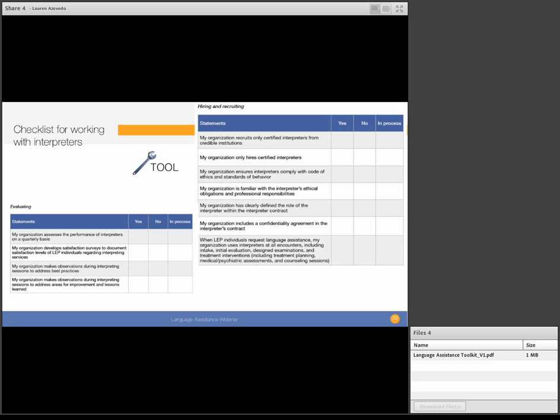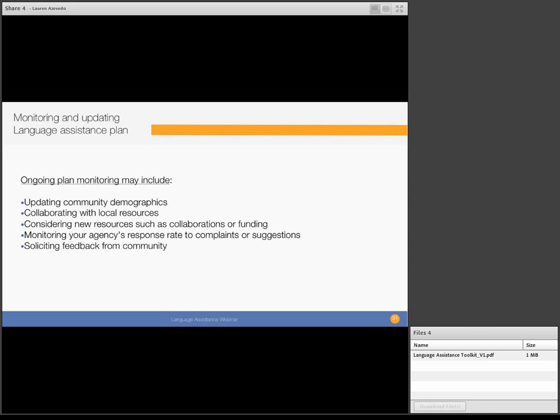Are you surveying staff on how often they need language assistance services, and if they know how to use it, and have they had any challenges in obtaining them? And finally, and perhaps most importantly, do you actually ask the individuals seeking services and receiving services in the organization how the language assistance services went? Next.